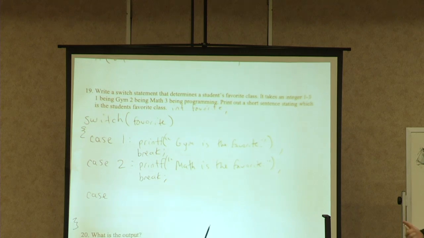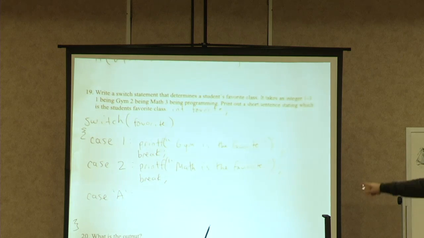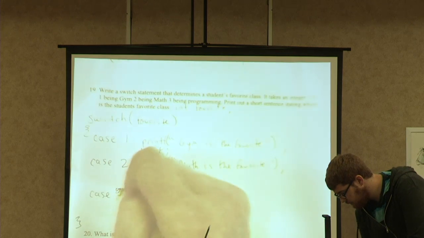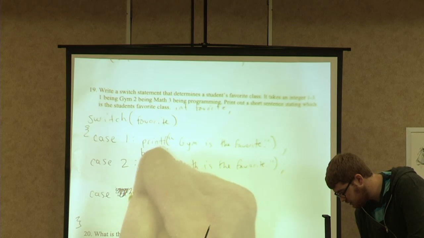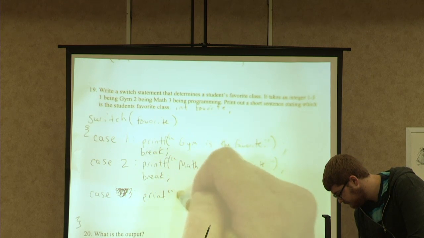So when you use a letter, say we had a letter right here, you'd have to do this, with the single quote, so it knows, hey, A is that case. But if it's a number, it's just like that. Yeah, if it's a number, there are no single quotes. The single quotes make it a character. Okay. So then the next case would be case 3, right? And that one would be programming.